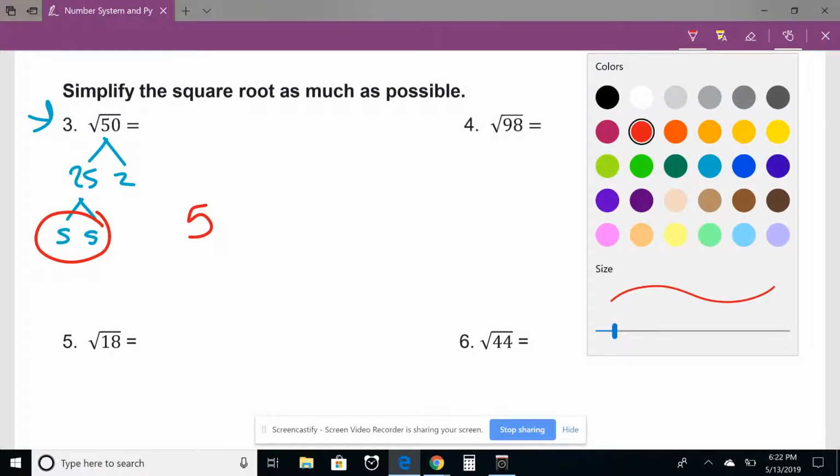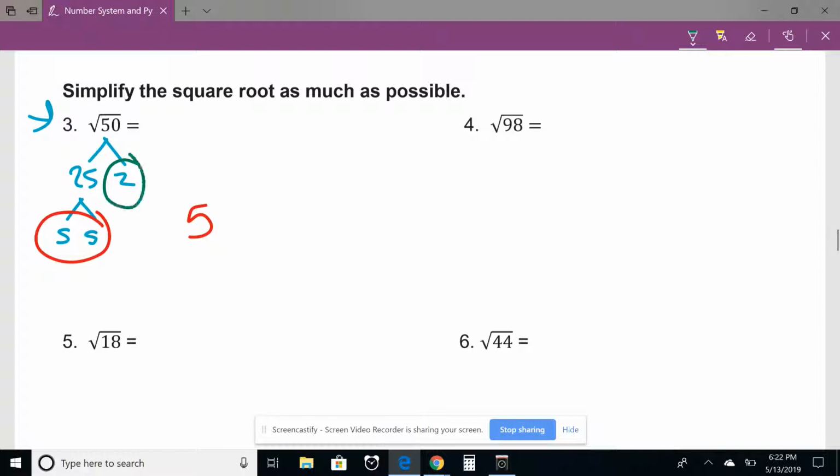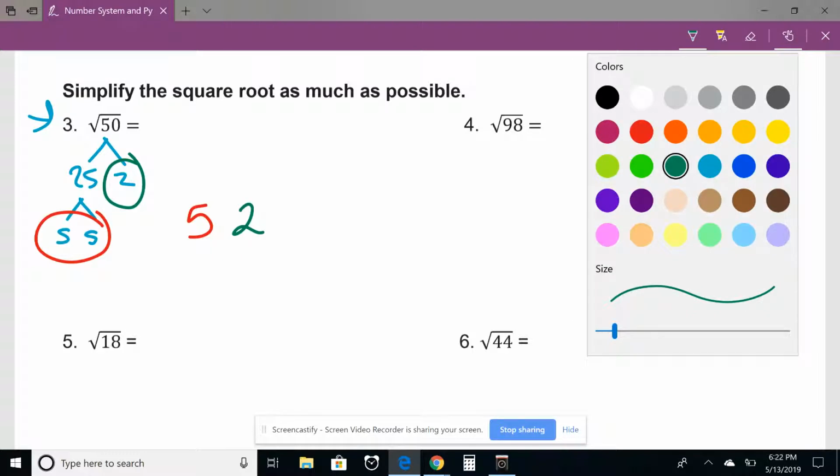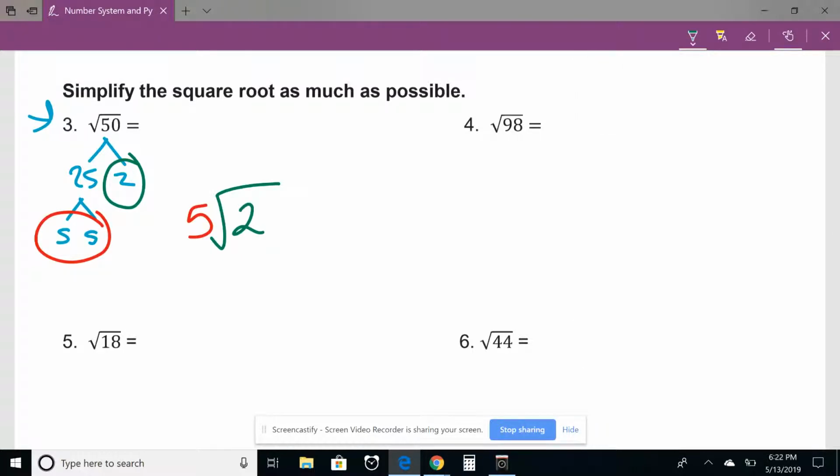Whatever does not have a pair goes on the inside of the radical symbol. So this is going to go inside the radical symbol. And then we're going to simplify to 5 radical 2.